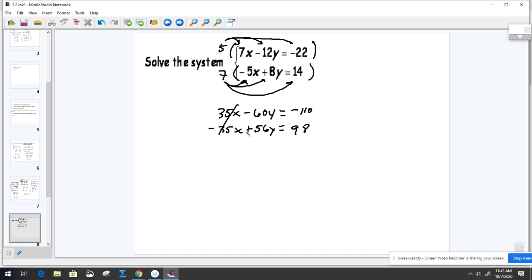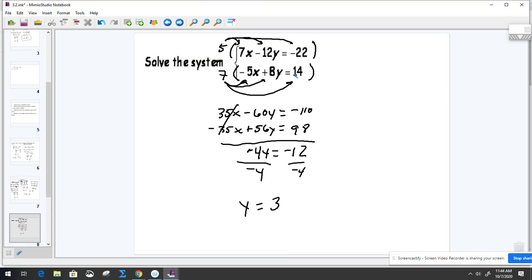So I punch it in. Make sure that your signs are correct. Negative 60y plus 56 is negative 4y equals a negative 12. I divide by negative 4, and I get y is equal to 3. So now that I have y is equal to 3, I can plug it into one of the original equations.